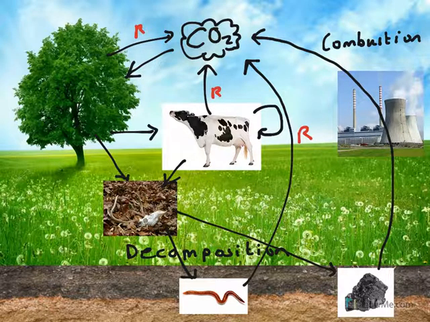We're going to put a green F for feeding here, and we're going to put a blue PS for photosynthesis to show all the different processes. And that's the carbon cycle.